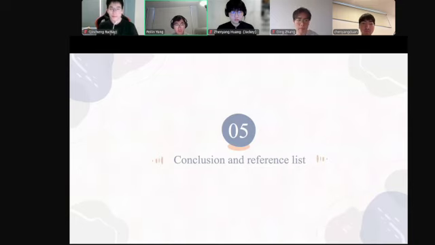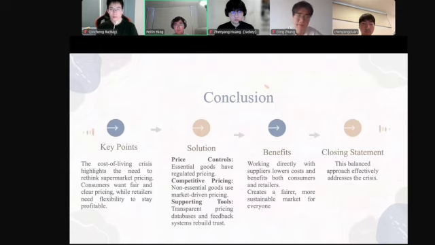Next, in conclusion, the Australian cost of living crisis shows the need to rethink supermarket pricing. Consumers want fair and clear pricing, while retailers need flexibility to stay profitable. We explored 2 models, one focusing on affordable prices for consumers and the other on helping retailers grow. Our solution combines price controls for essentials with competitive pricing for non-essentials. Tools like price transparency and feedback systems rebuild trust, while working with suppliers lowers costs. This balanced approach tackles the crisis and creates a fairer, more sustainable market for everyone.